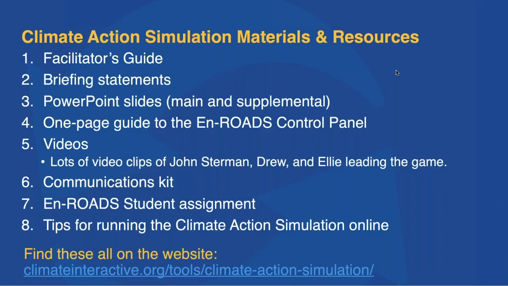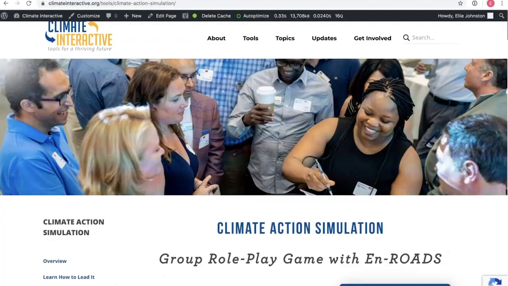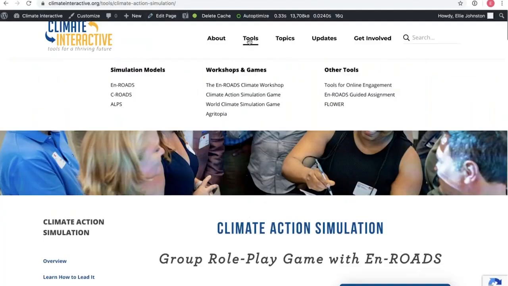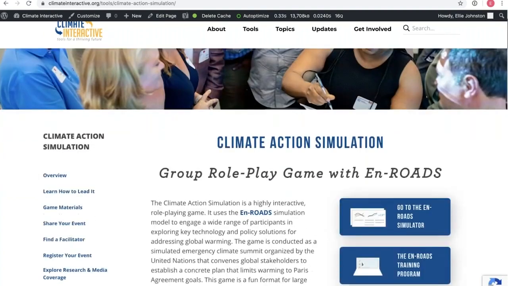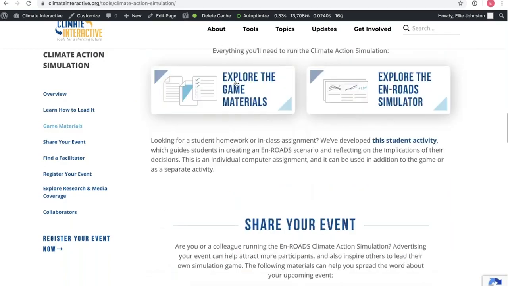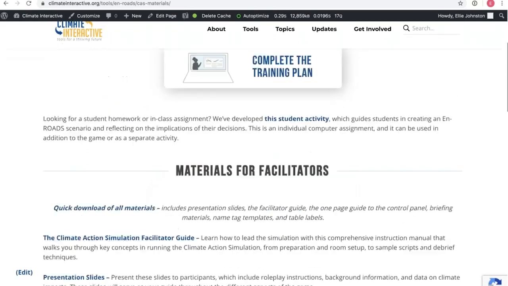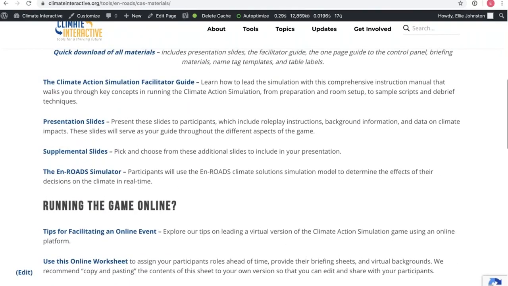For the climate action simulation, we have lots of materials available on our website that you can explore and dig into. Let me just pull this up and I will show you on our website. So here's the page for the climate action simulation. You can get to it by going under Tools, Climate Action Simulation Game, scrolling down here. And over here on the right, if you click on Game Materials, you'll find your way to the Game Materials page. And here you'll find all of the materials we have.